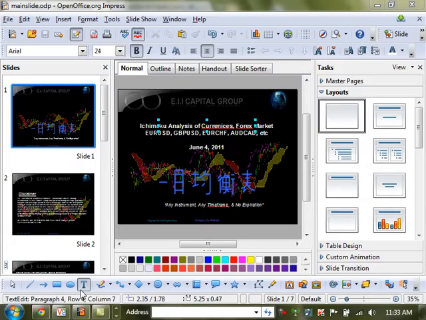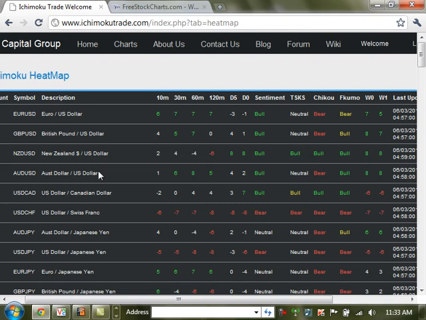Okay, so let's begin. Let's start looking at the heat map. The heat map is kind of like a glorified scanner. D0 is what we're looking at, which is the current Ichimoku rating for the daily time frame for today. D5 is the Ichimoku rating for the daily time frame from 5 days ago. W0 is the Ichimoku rating for now, this week, and W1 is the Ichimoku rating from 1 week ago.